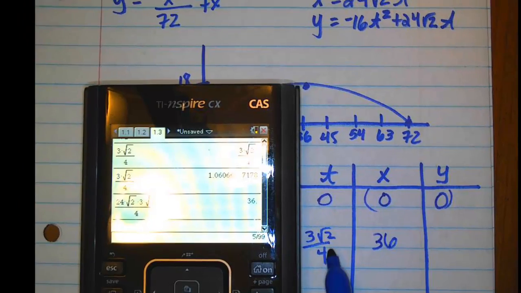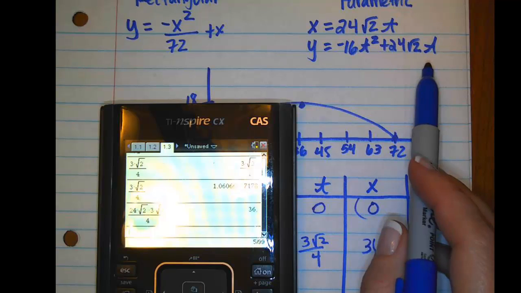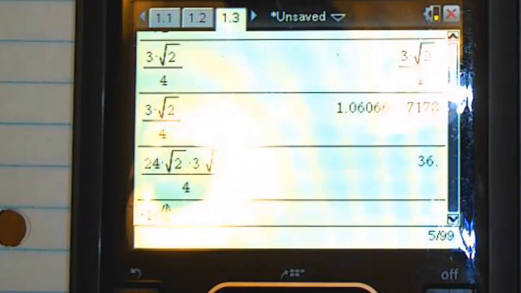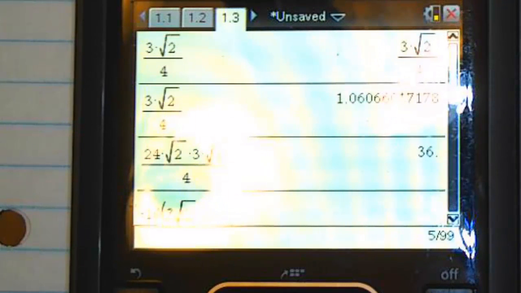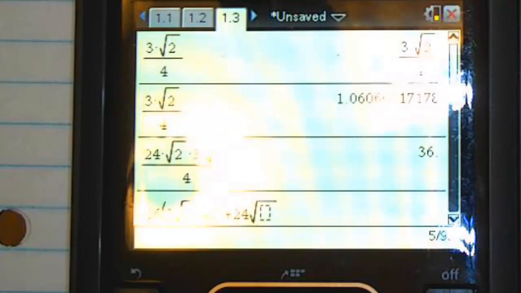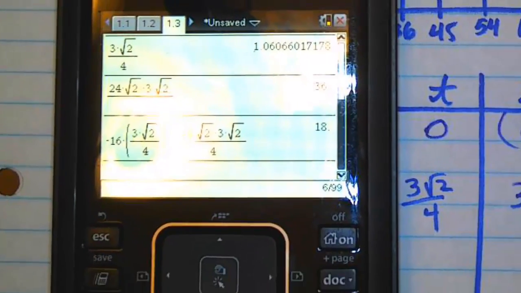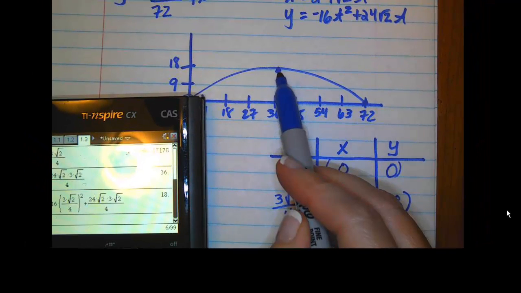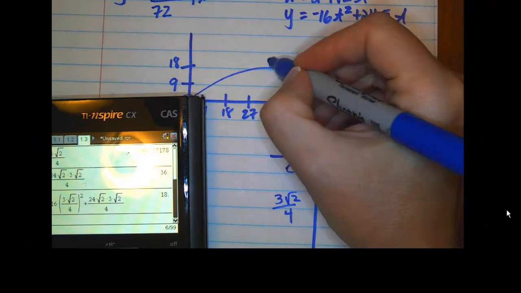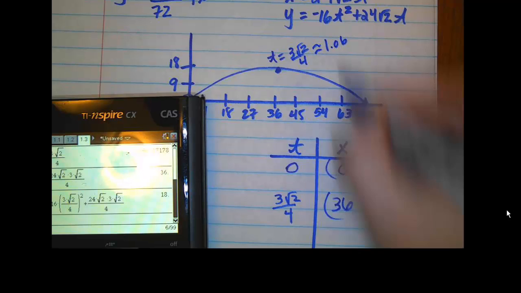If I take 3 root 2 over 4 and put it into y equals negative 16t squared plus 24 root 2 t, then I would get negative 16 times (3 root 2 divided by 4) squared plus 24 root 2 times 3 root 2 divided by 4, and that gives me 18. So at (36, 18), I've got the same coordinate as I did on the rectangular graph, but this is occurring at time equals 3 root 2 over 4, which is approximately 1.06 seconds.